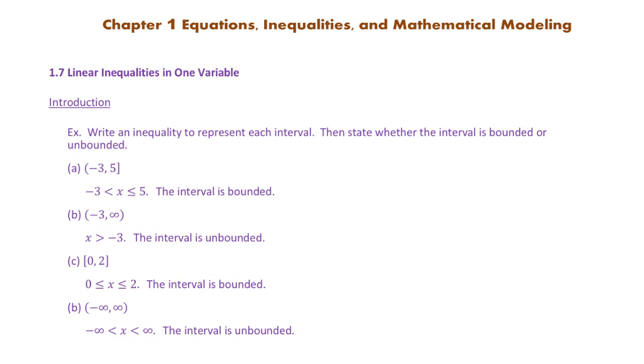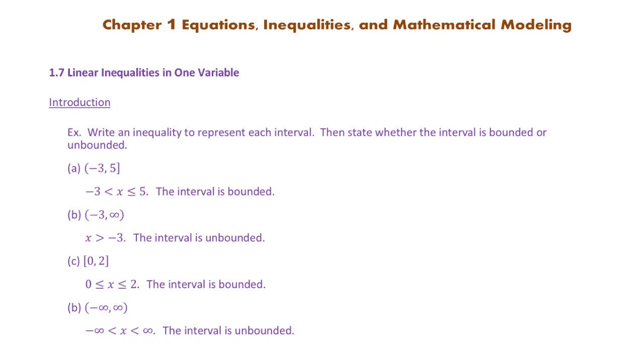Part C, from 0 to 2, is all the numbers from 0 to 2, including both 0 and 2. So we can write x greater than or equal to 0 and less than or equal to 2. This interval is bounded because it's between 0 and 2. Part D, I don't know why I put B in here, is all the real numbers. The numbers between negative infinity and positive infinity. So we can write x greater than negative infinity and less than infinity.